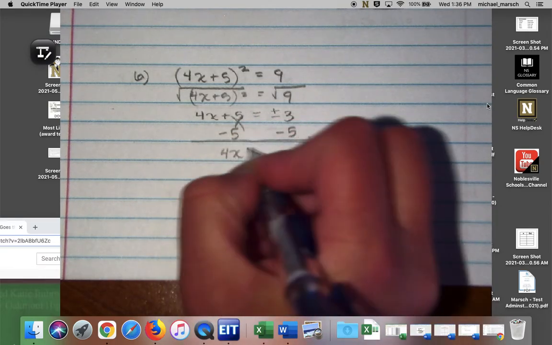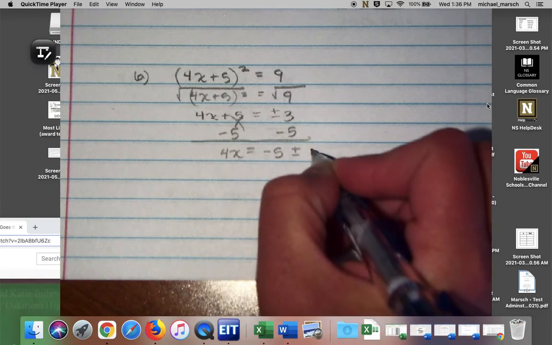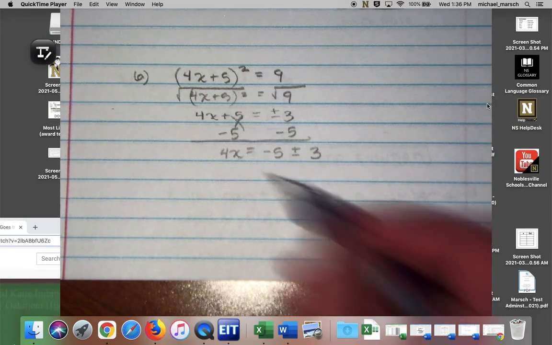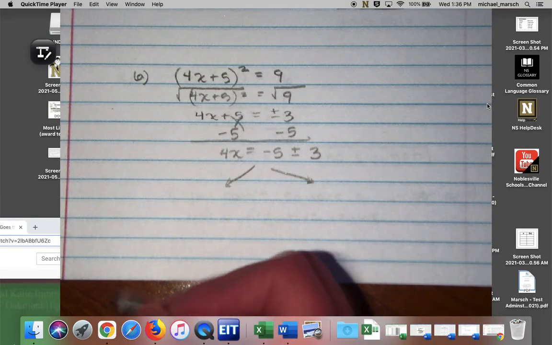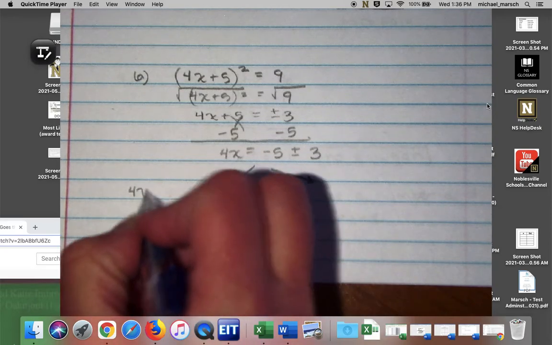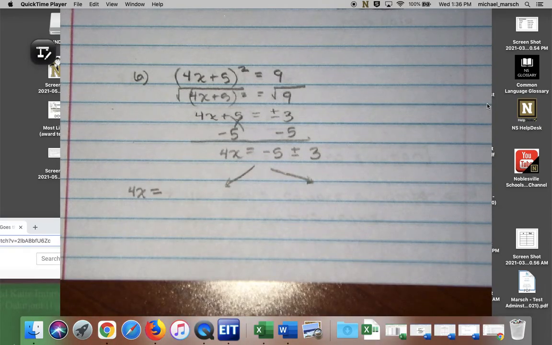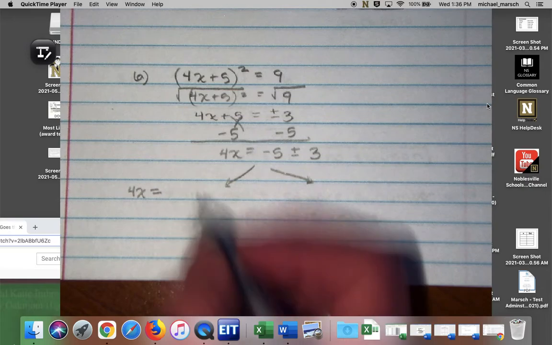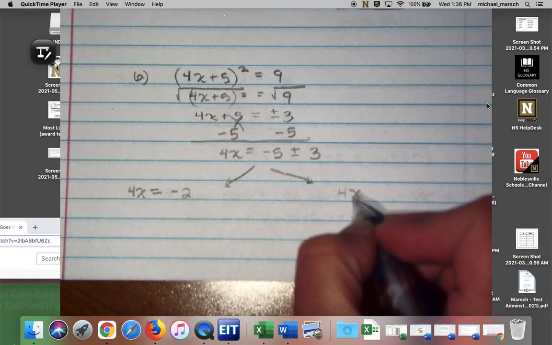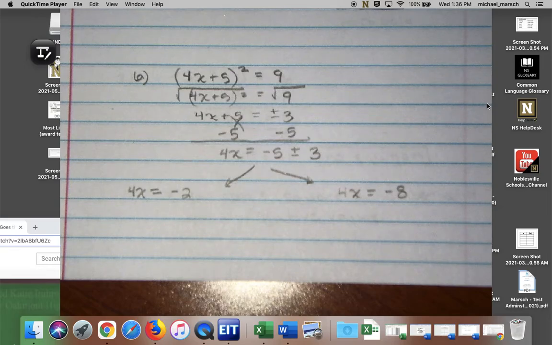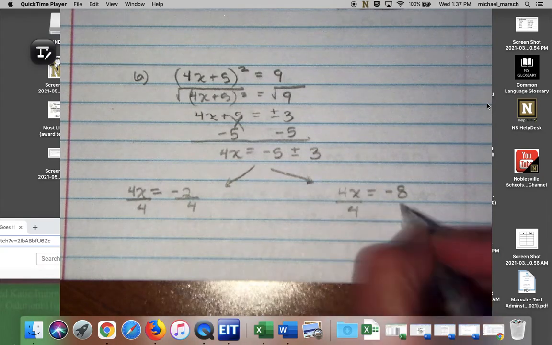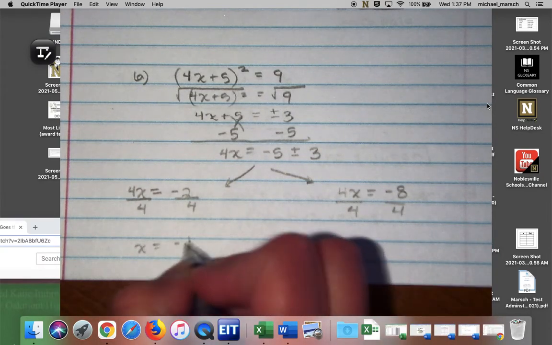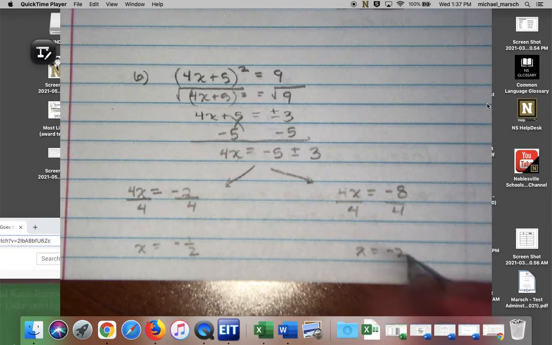So now I have 4x equals negative 5 plus or minus 3. What are going to be my two equations? 4x equals negative 2, and then 4x equals negative 8. Perfect. Divide by 4 on both sides. And I get x equals negative 1/2 and x equals negative 2.